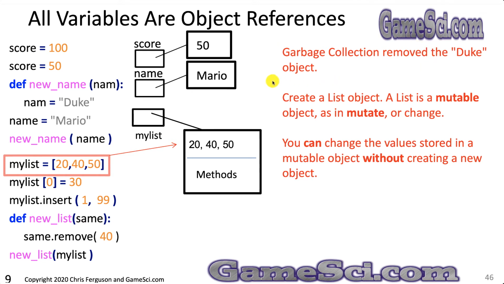Note that garbage collection removed the Duke object. Well, that memory that we were using in this function right here was deleted. That's what happens to old objects when they're no longer used.